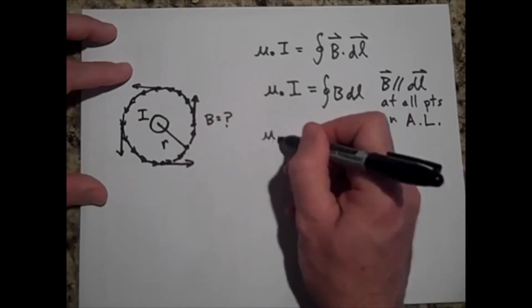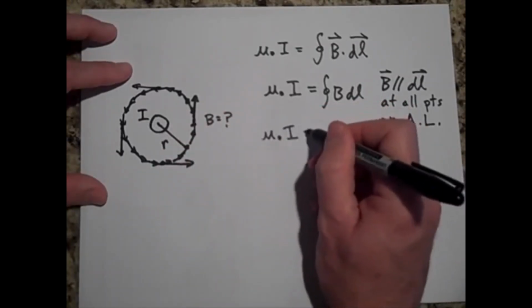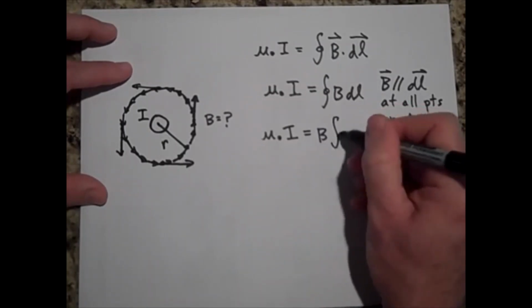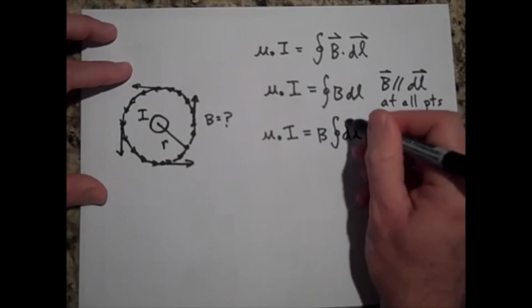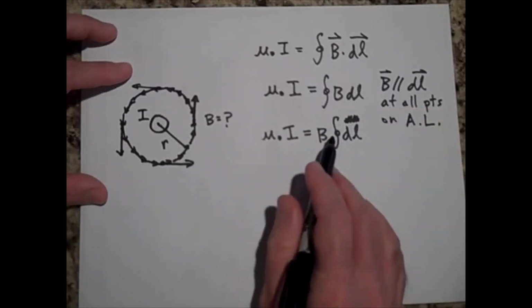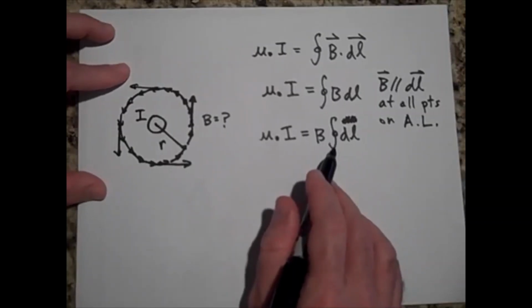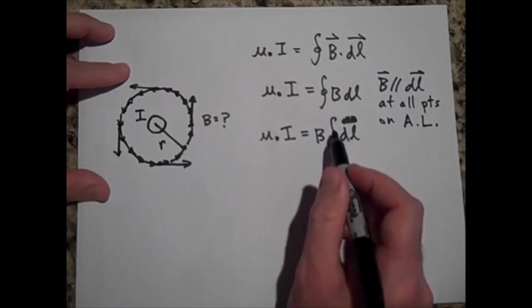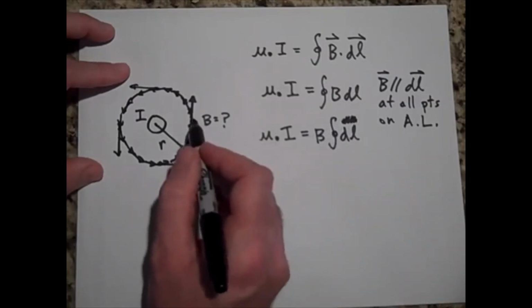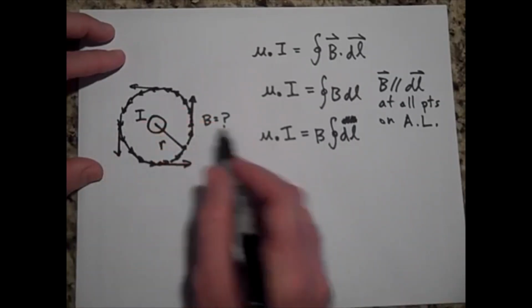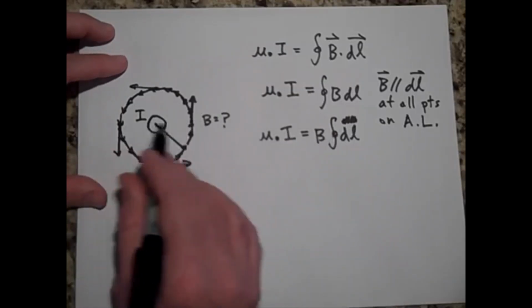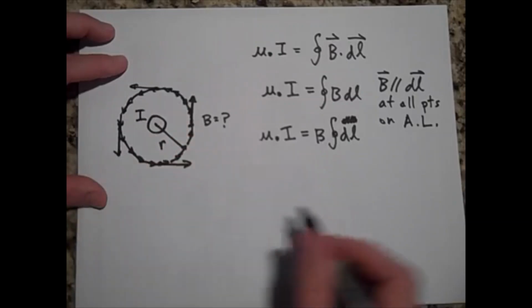And so mu naught times I is equal to, I'm going to pull that B out. And now I'm summing up all the dLs. This is saying sum up all the dLs. Oops, we got rid of the vector. And when we're summing up all the dLs, this is actually a definite integral. It's saying start at some point and don't stop summing them until you get all the way around the entire loop. This is no longer an area. This is actually a loop that you're going around.